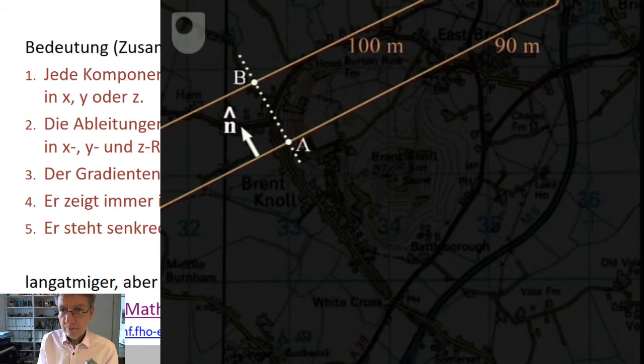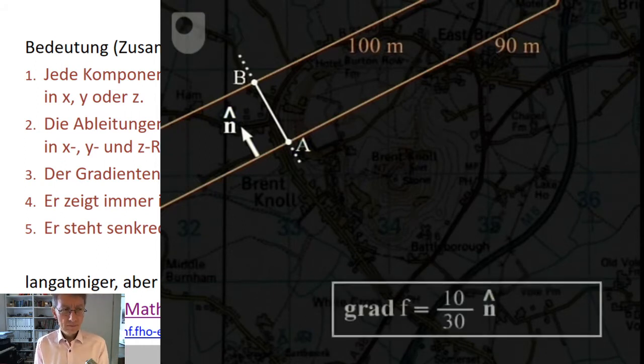And as it's a map, that rise in height corresponds to going a horizontal distance AB. Using the scale on this map, that works out to be 30 metres. So, grad f is rise over run, 10 divided by 30 in the direction n. In other words, grad f is a third of n.